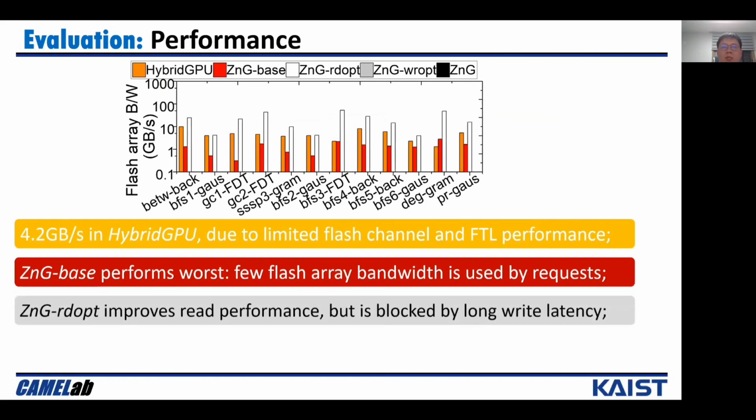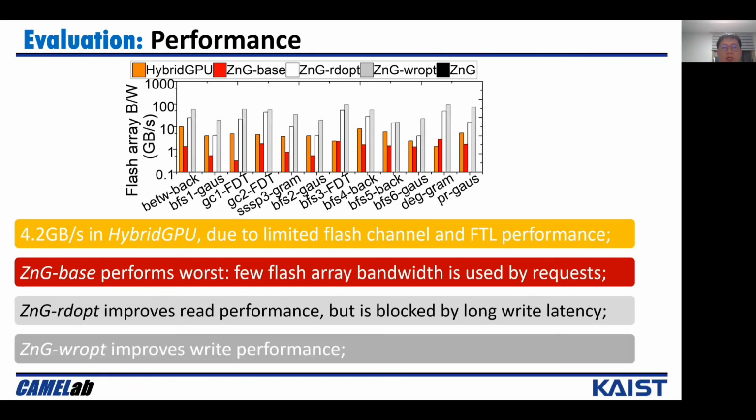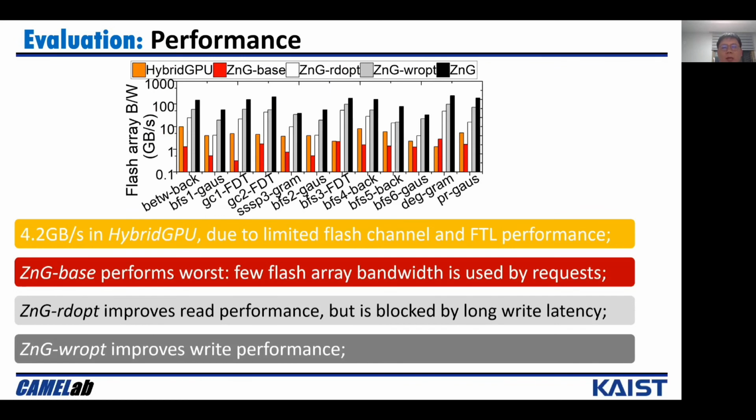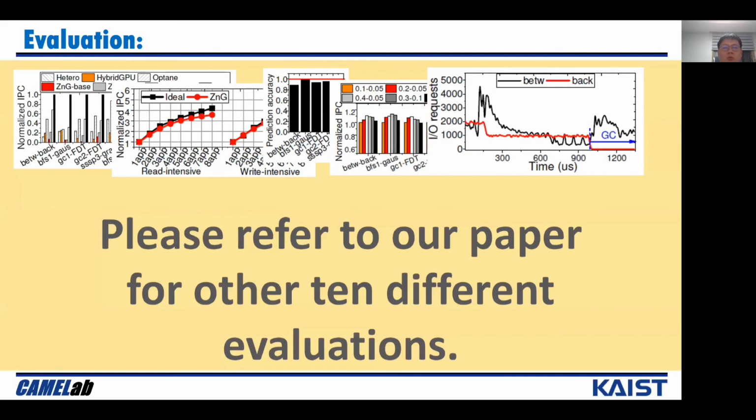ZnG read OPT improves the bandwidth by efficiently serving the read requests, but its performance is constrained by the long write latency. In contrast, ZnG write OPT can significantly reduce the number of flash writes, so it can hide the penalty of the long write latency. Lastly, ZnG optimizes both read and write bandwidth, so it can achieve the best performance. We also prepared 10 different evaluation results.